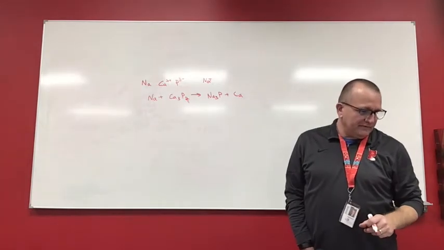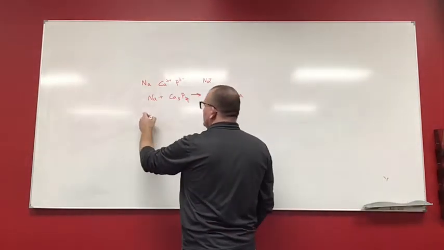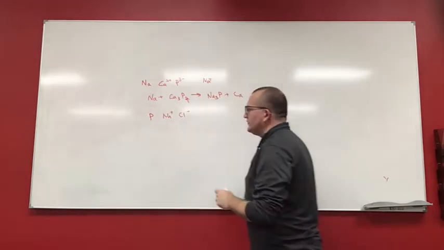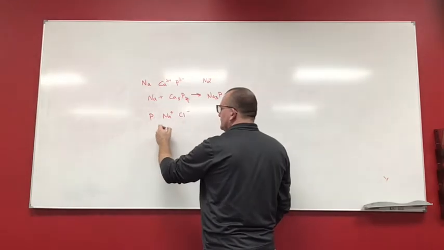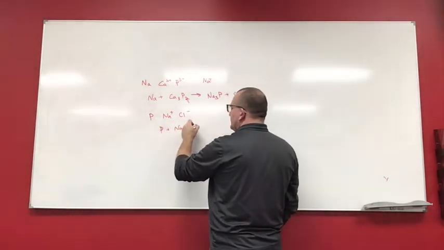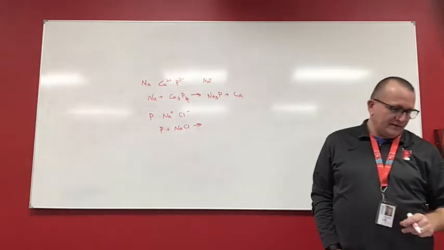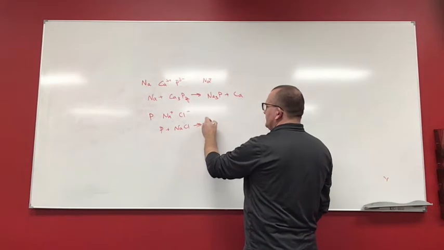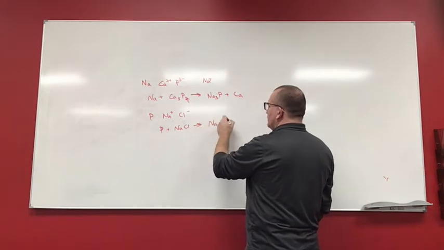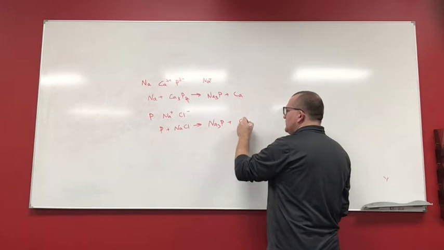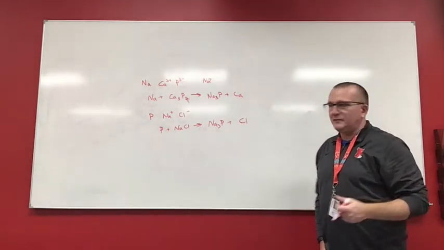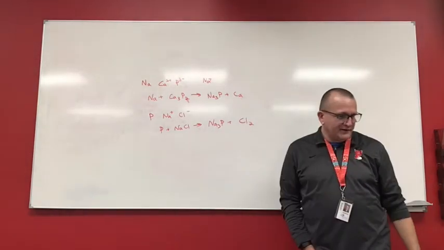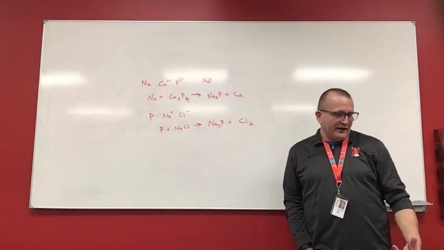And then letter D, phosphorus and sodium chloride. Sodium chloride, Na is positive 1, Cl is negative 1. So phosphorus plus sodium chloride will make sodium phosphide and chlorine. Sodium phosphide is this, and chlorine by itself is just Cl, but it's also one of our diatomics, so it's going to be Cl2.